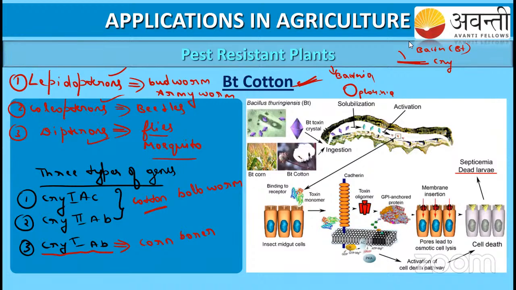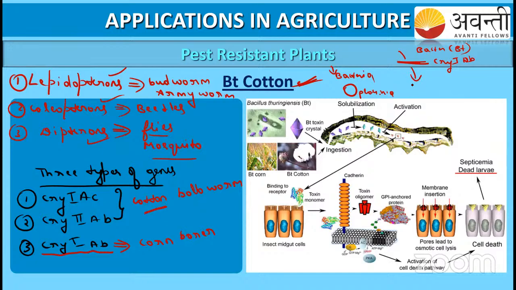I need an answer from you all. Which gene can I take for the corn? Now I am making this corn pest resistant. Which gene can I add? Cry1AB, right? Cry1AB I am going to add.